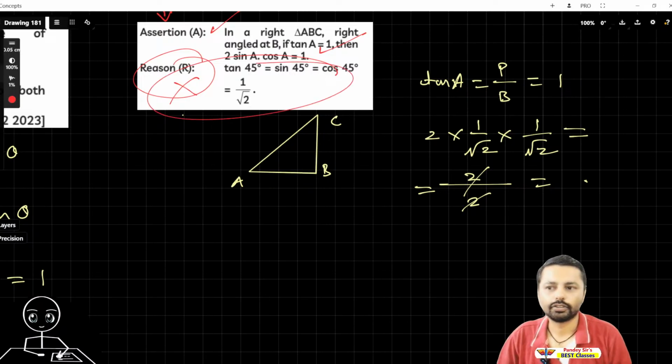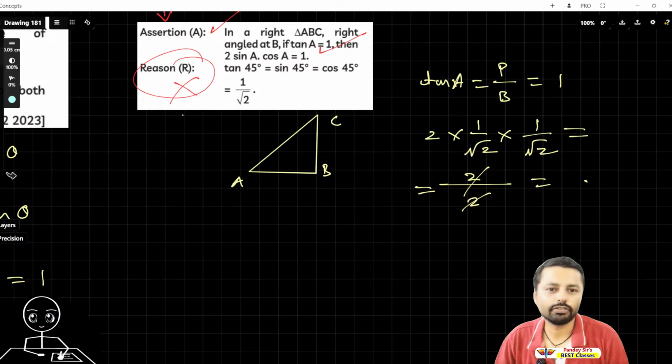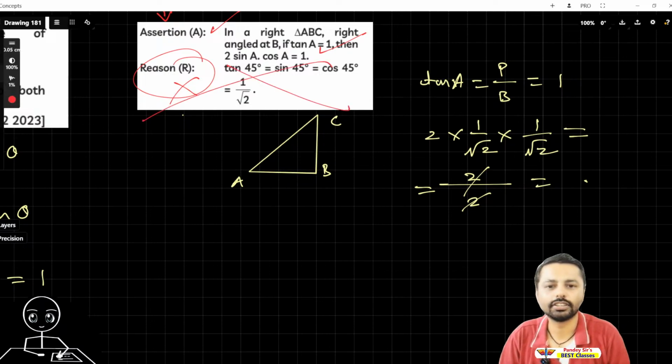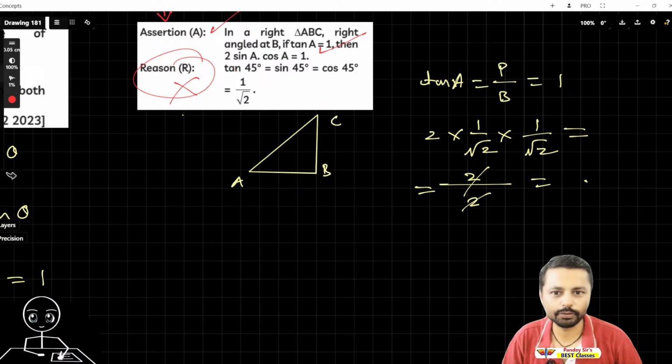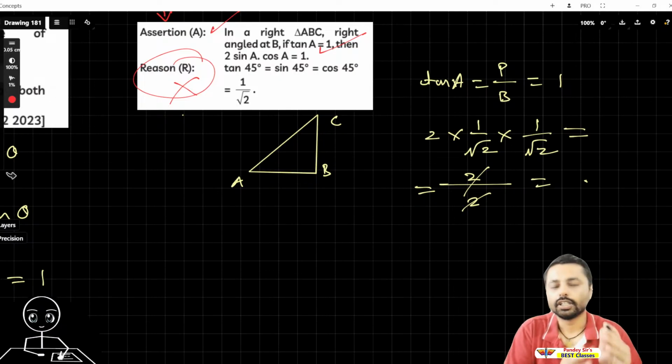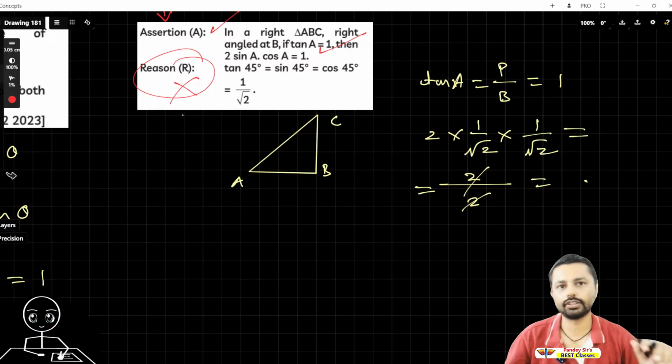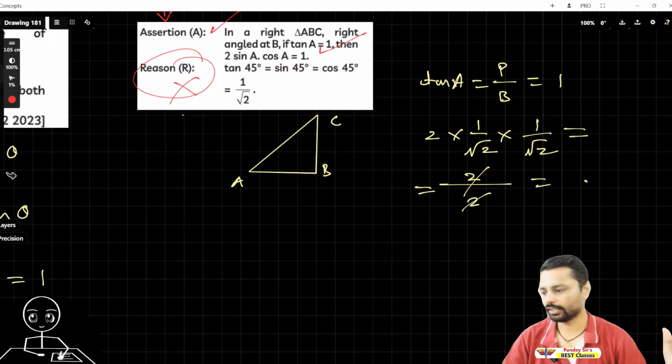Now, the reason over here. Reason: tan 45 equal to sin 45. What? It's not at all. Tan 45 is not equal to sin 45. You know the trigonometry values. Tan 45 is 1, whereas sin 45 is 1 by root 2, and cos 45 is also 1 by root 2. So both sin and cos are 1 by root 2, but tan is just 1, and that's why it's wrong. If you understand, that's great.